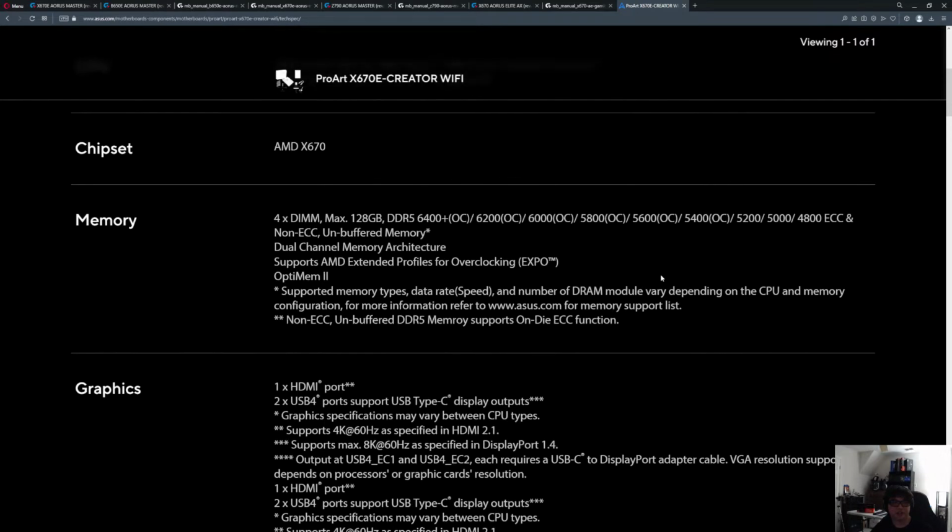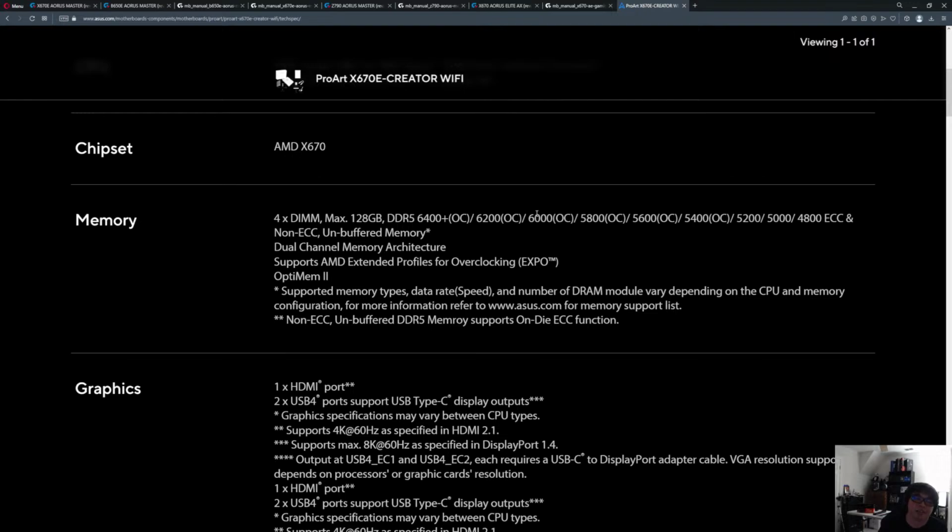It says official speed is 5200. Anything beyond 5200 on the ProArt Creator is considered an overclock, meaning it is not guaranteed on this motherboard. People need to understand that, because I think oftentimes people will try to run 6000, for instance, on a motherboard, and then wonder why it randomly crashes games, or it randomly blue screens, or it doesn't wake up from sleep correctly. All those things are due to the RAM being unstable. It's technically considered an unstable overclock. It doesn't matter if the RAM is rated for that speed.